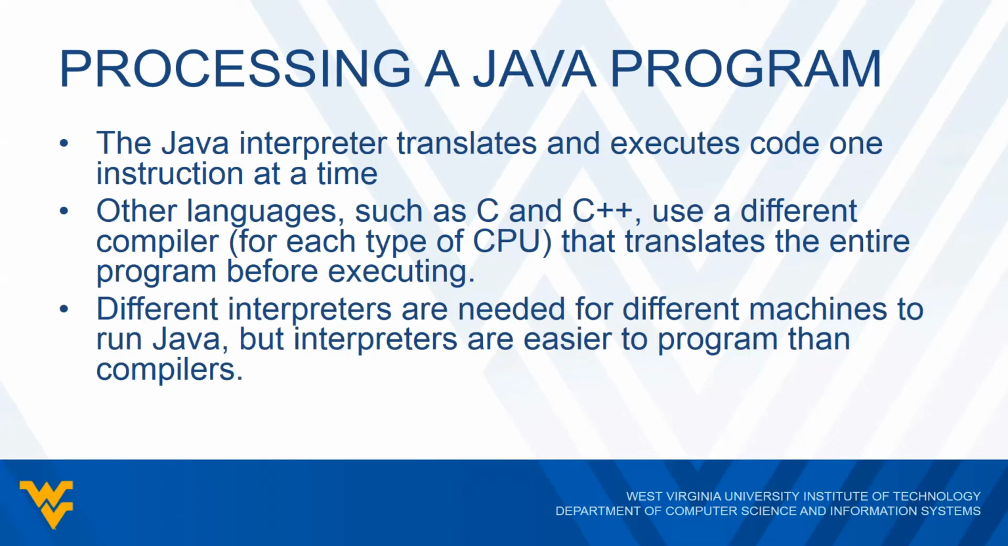Now it's worth noting that similar to compilers for other languages, we need a different interpreter if we want to run Java on different types of machines. So if I want Java to work on Windows, for example, I need one type of interpreter. If I want Java to run on a different machine, such as a Mac, I would need a completely different interpreter for it. But it's worth noting that interpreters are a lot easier to program than compilers. Compilers take a lot of work to implement. So it is easier to work with an interpreter instead.